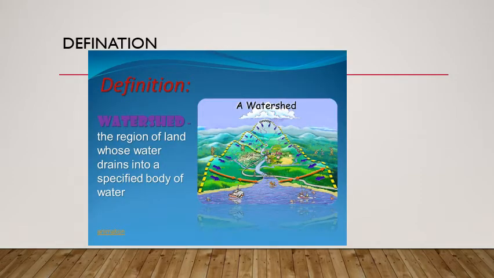A watershed is a region of land whose water drains into a specified body of water. Notice that the water that rains all goes into the watershed. Everything goes down this way. If this little bear up here pees, he's going to go the other direction.